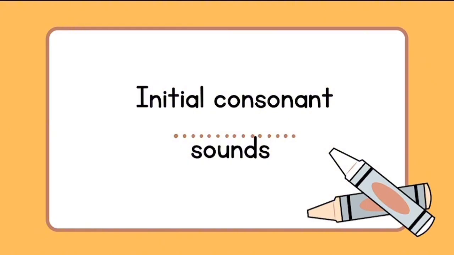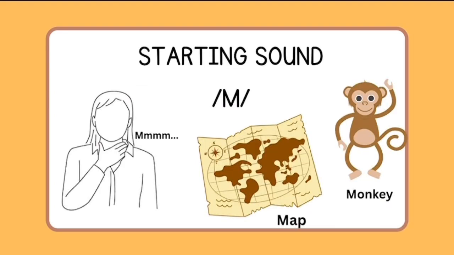Okay. For my initial consonant sounds lesson, I'm going to practice the initial consonant sounds M and S. I start by showing two letter cards, M and S, and I'm going to present examples like monkey and map. I'm also going to show the student how to produce the sound M for the letter M, placing my hand on my neck and recreating this sound.